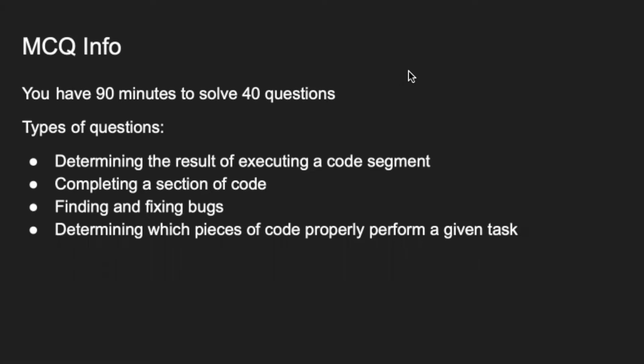If there's a question on the practice that you don't know, just skip over it. The hardest question on the practice is number 7, and I expect a lot of you to skip over it. So now onto the types of questions. There's determining the result of executing a code segment. This is the most common type. And then there's also completing a section of code, finding and fixing bugs, and determining which pieces of code properly perform a given task. So now you may start the practice.